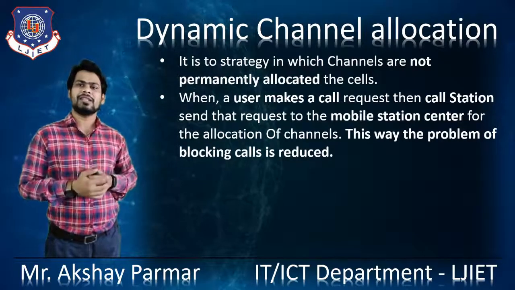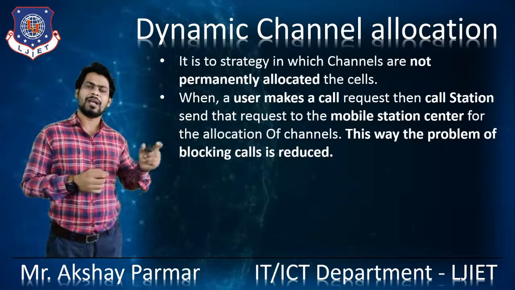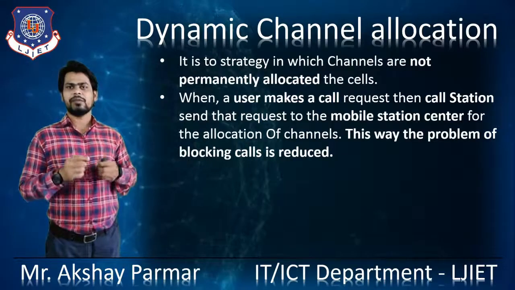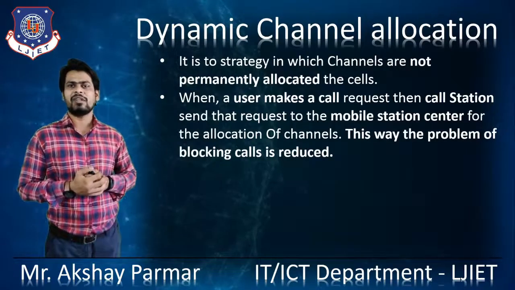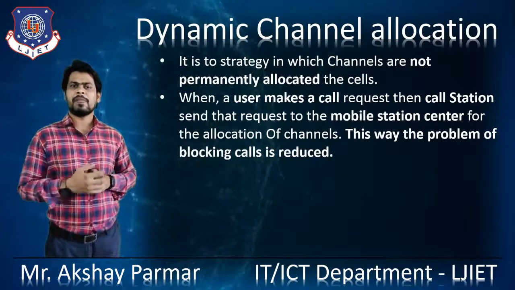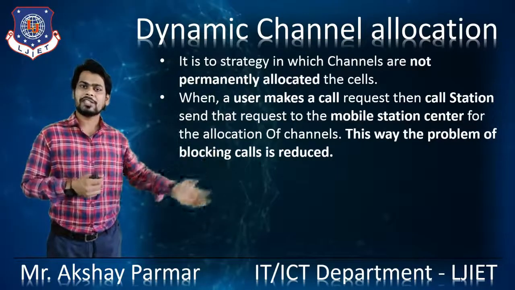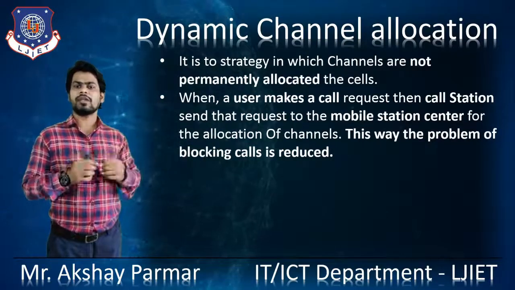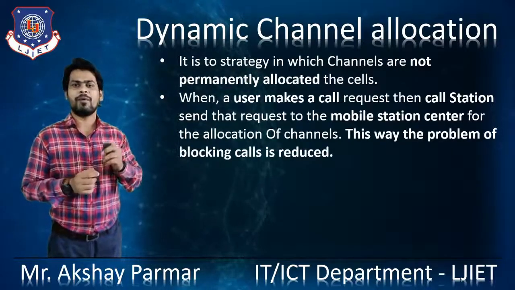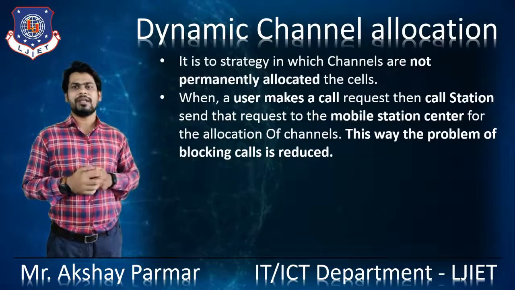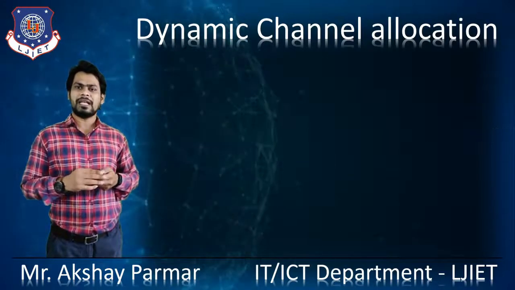But in this strategy, it is not permanently allocating the cells. So what is happening in the dynamic channel allocation? When a user makes a call request, the call station sends that request to the mobile station center for the allocation of the channels. This way the problem of blocking calls is reduced. Right? We don't have to borrow channels from the nearby cells.